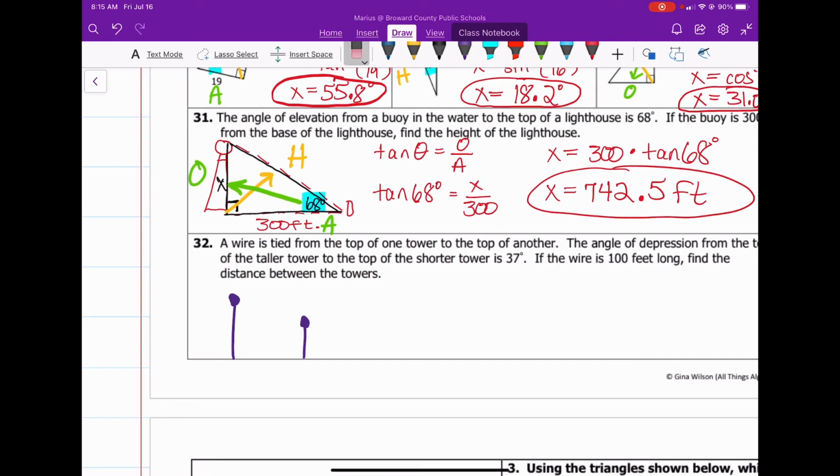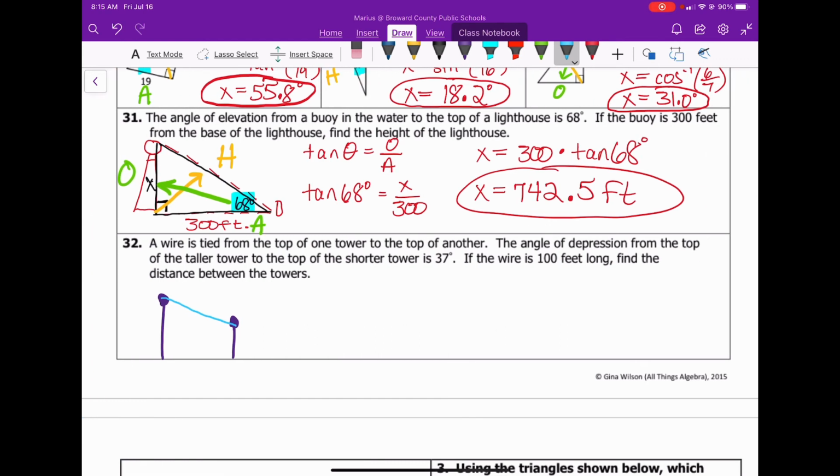So once again, there's a wire. I'm going to use a thinner line. Here's our wire. And it says that the angle of depression from the top of the taller tower to the shorter tower is 37 degrees. So we need to put 37 right here, which means now that our right triangle that we're looking for would go right here.